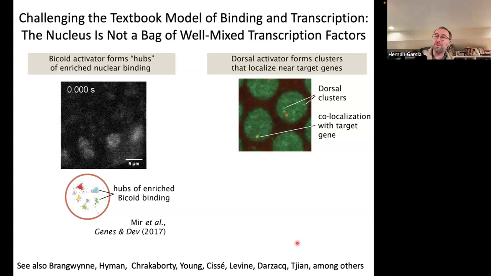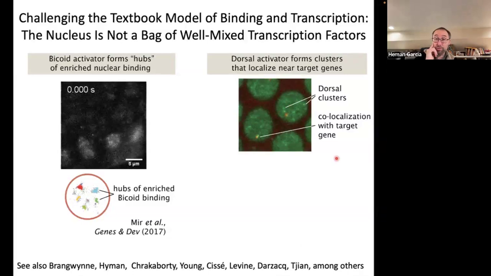Yeah, no, it's a great question. It's just that, remember, these hubs seem to be defined over time, like it's the accumulation of binding events. So it's not a structure, for now. I don't think it's defined as a structure. The dorsal clusters that I showed you on the right seem to be more stable, for example.